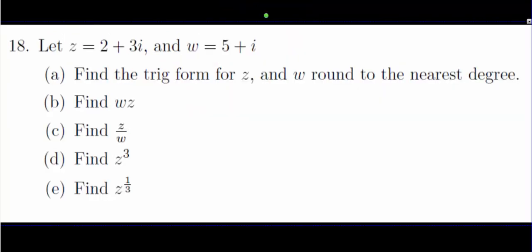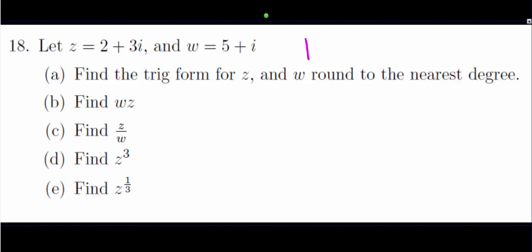Okay, now we want to go to complex numbers. So we did the vectors, we did polar. Now we're on complex numbers. And we want to find the trig form. Okay. Now remember, here's what we need to do.